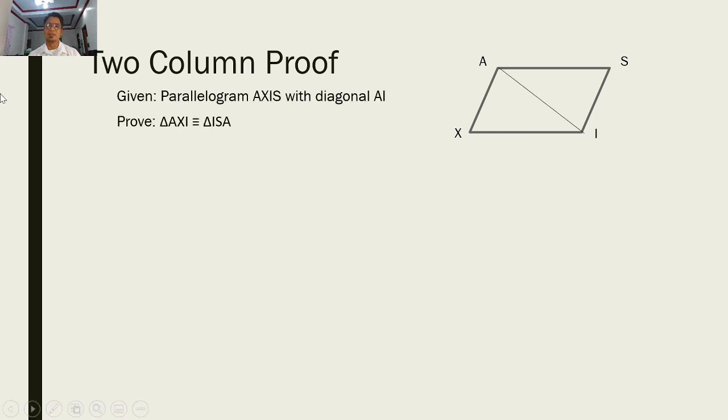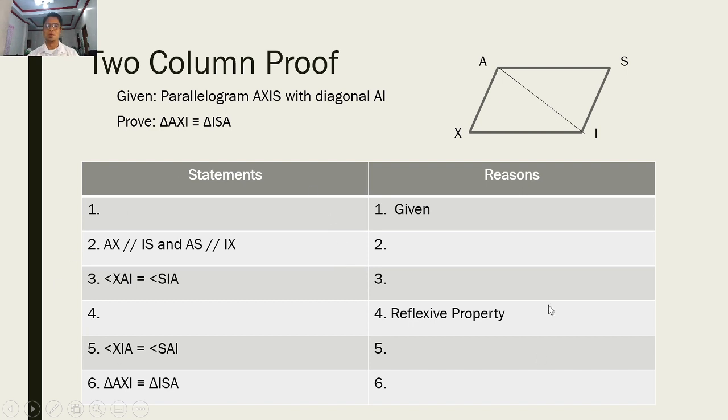May diagonal, and the given will be parallelogram AXIS with diagonal AI. Something that we have to prove, kaya nga two-column proof, is triangle AXI is congruent to triangle ISA. So let's start. Ito yung two-column proof.